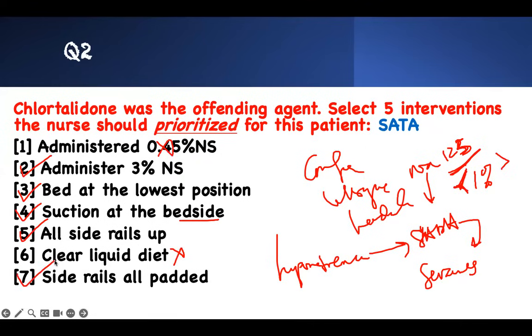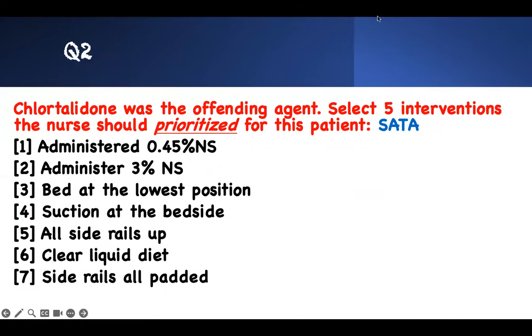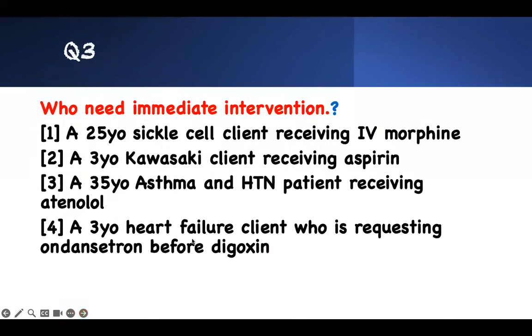You see what I'm doing? I'm repeating the same thing so that you guys can get used to that. You see that when you answer a question like that, you don't have to think too much. I break it down. I have my keywords. I know what I'm looking for. For every answer choice, I go back to my seizure. If I'm going to have seizure, all side rails will be padded. I don't have to keep on thinking. That's a test taking strategy. So those are the things the nurse needs to prioritize. Next question.